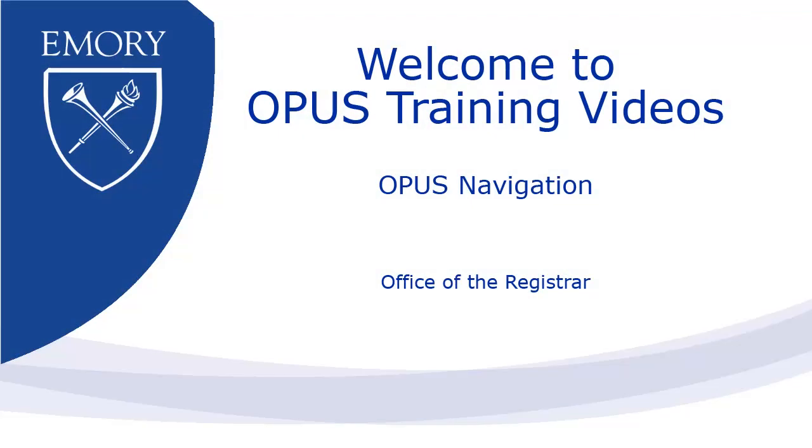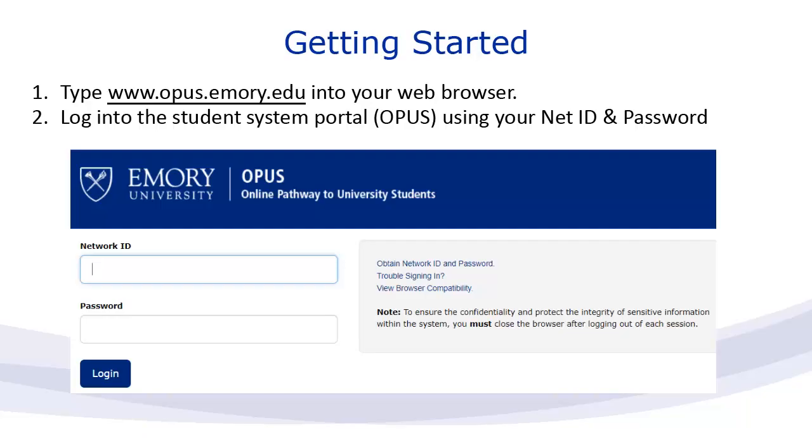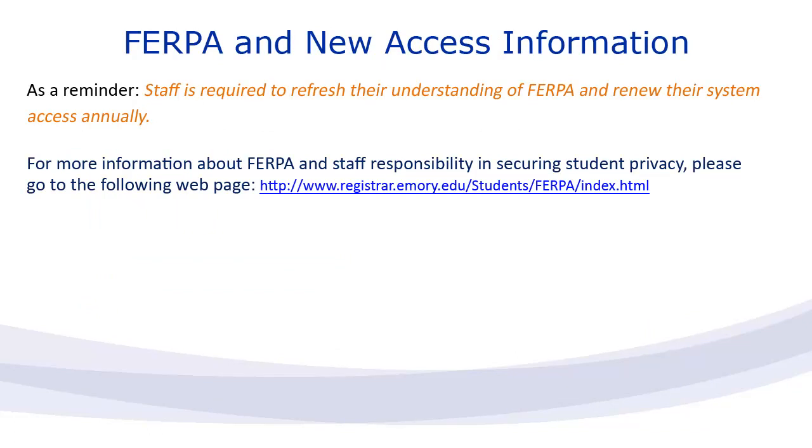This video covers OPUS navigation. To get started, type in www.opus.emory.edu into your web browser and log in using your NetID and password. As a reminder, staff is required to refresh their understanding of FERPA and renew their system access annually.